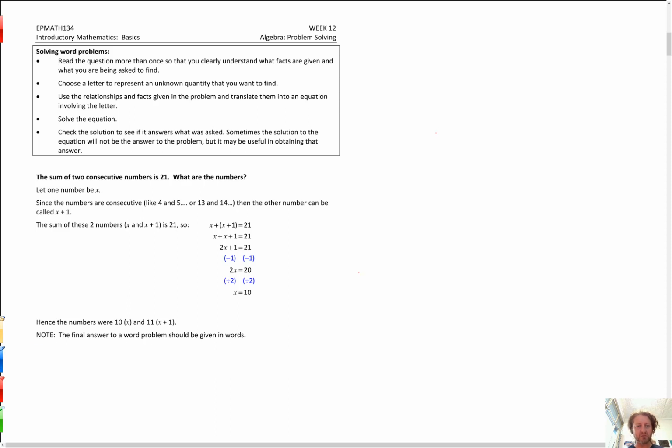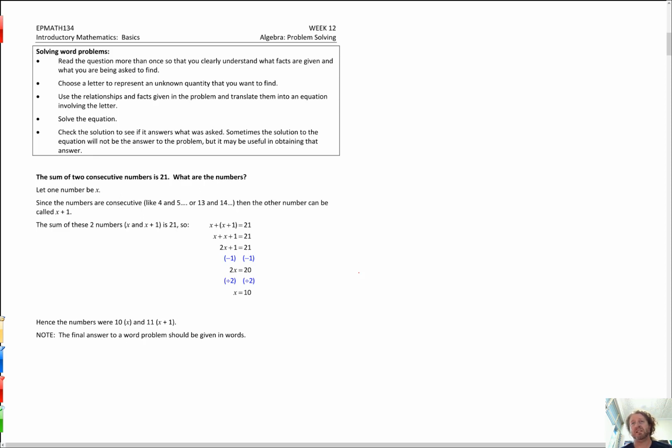So just, yeah. Okay, sum of two consecutive numbers is 21. Let one number be x. Now, does it matter if it's the bigger or the smaller number? Well, no. Because here clearly I'm referring to x as the smaller number, because I'm going to call the other number x plus 1. So if there's consecutive numbers, if one's 5, the other one's 6. If one's 13, the other one's 14. So if one's x, the other one is x plus 1.